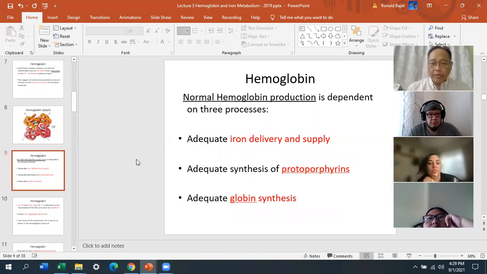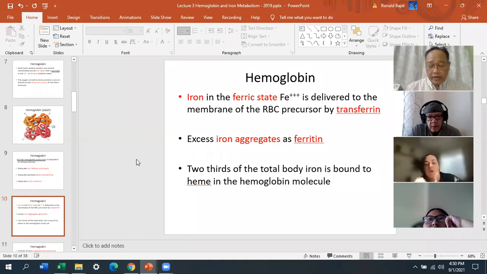So hemoglobin, normal hemoglobin production depends on 3 processes: iron delivery and supply, the synthesis of protoporphyrins, and adequate globin synthesis. That's normal hemoglobin production. It's dependent upon other things too. Like for example, the big thing is need, the need for blood, and there's certain situations that'll be very apparent to you in examples that I'll be discussing later.